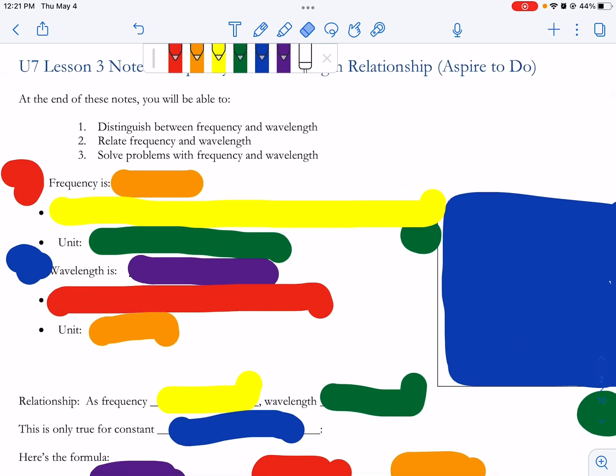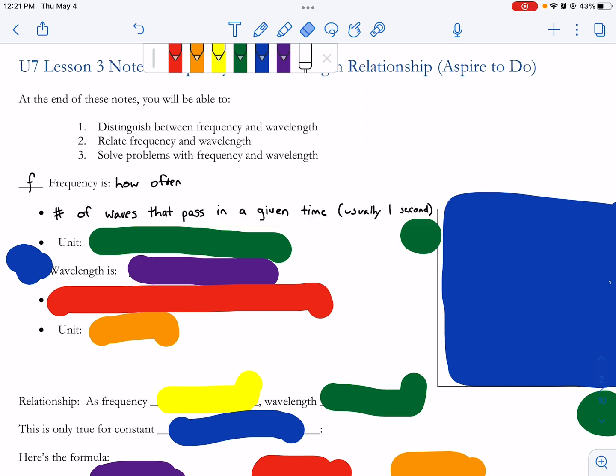Okay, so let's talk about what they are. Frequency, first off, is how often a wave happens or how often a wave passes a particular point. We use the letter f to represent frequency. It's a lowercase f, and sometimes it looks a little curvy when we write it. The definition says it's the number of waves that pass in a given amount of time, and usually that given amount of time is 1 second.